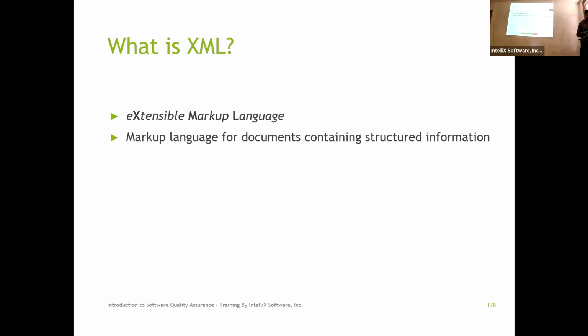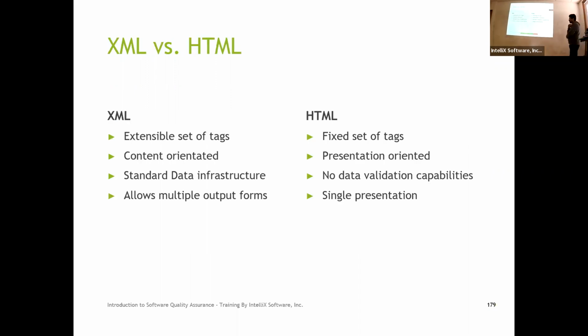So what is the key difference between those two languages? We talked about HTML as a fixed set of tags. XML is variable. You can define your own tags. The whole purpose of HTML was to display in the browser. The purpose of XML is to organize your content, because you're creating your own tags. It's also used for data infrastructure. That content is nothing but your data.